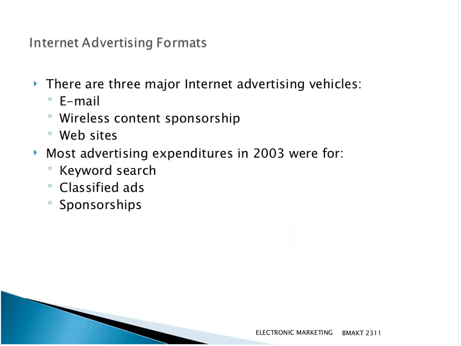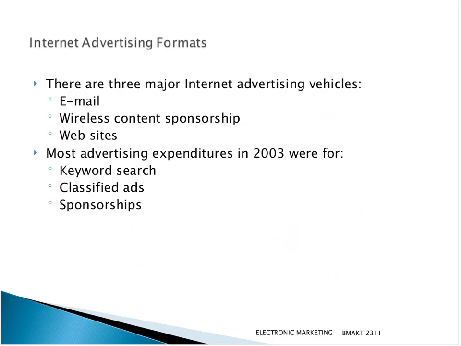Internet advertising format. There are three major internet advertising vehicles. Email is the most common one when you receive the advertising campaign in your email box and you receive, for example, about different companies. Wireless content sponsorship is another type of internet advertising that you may get, and websites. When you go to different websites, for example, when you go to a search engine, what you get over there is basically again another advertising.